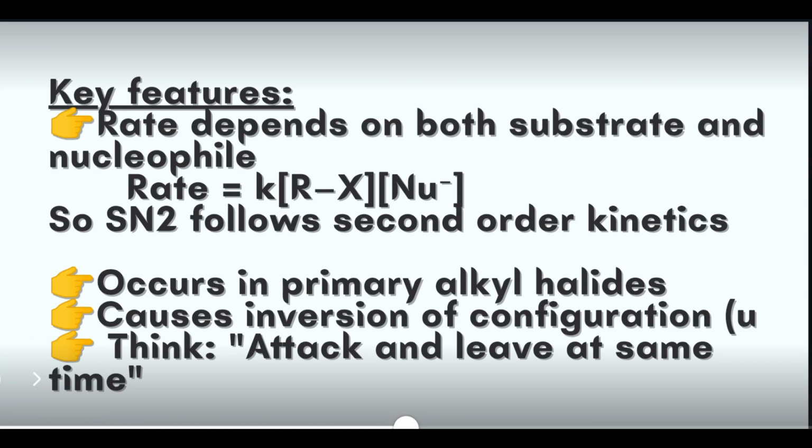See here, the rate depends on both substrate and nucleophile. R is equal to K of Rx into nucleophile. So SN2 follows second order kinetics. Usually this occurs in primary alkyl halides and causes inversion of configuration. Think attack and leave at the same time. In SN1, first the halide will leave, then the nucleophile will attack. But in SN2, attack and leave happen at the same time.